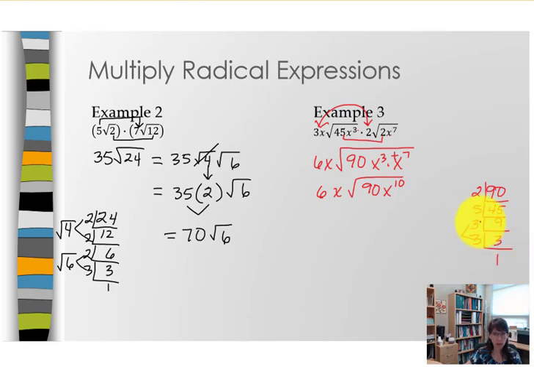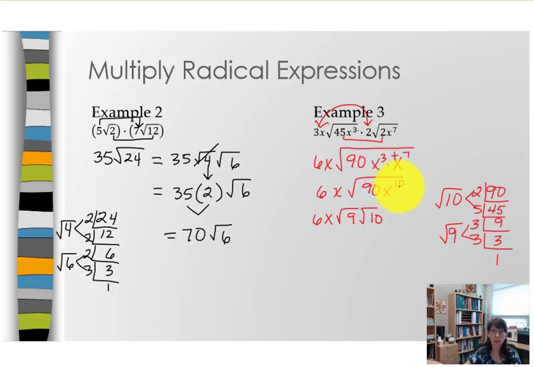So I do have a pair of 3's to give me the perfect square 9, and then these leftovers, 2 times 5, will make a product of 10. So I have square root of 10 and square root of 9. Now that gives me 6x times square root of 9 times square root of 10.